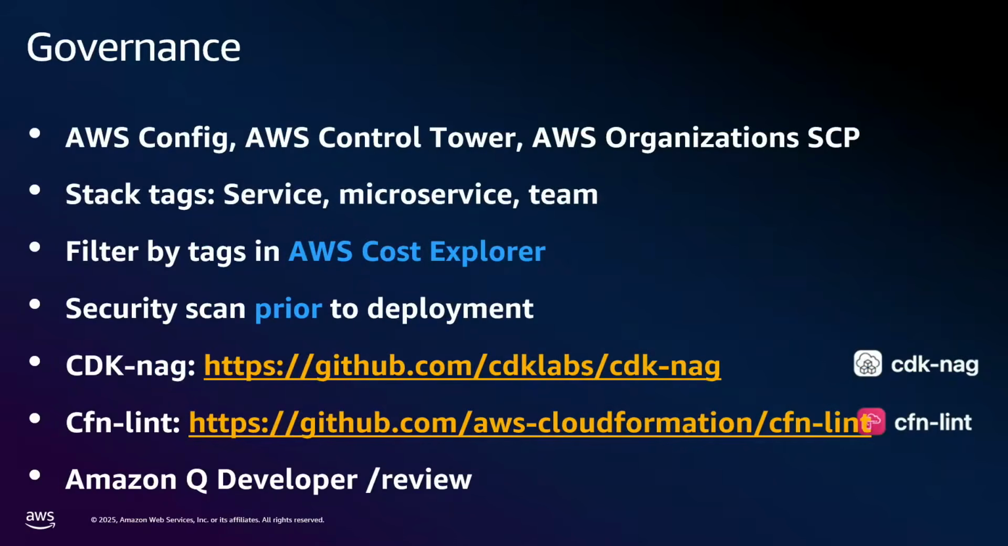So let's talk quickly about governance as well. Use tools like AWS Config, Control Tower, and Organization SCPs to enforce compliance and security policies across your accounts. And make sure to implement proper tagging. Mark your stacks with service, microservice, and team tags. And before deployment, run security scans using tools like CDK NAG, CFN Lint, and you can also use Amazon Q Developer to review your code base for different security vulnerabilities and also code quality issues. And these are practices that help maintain control and visibility as your application grows.